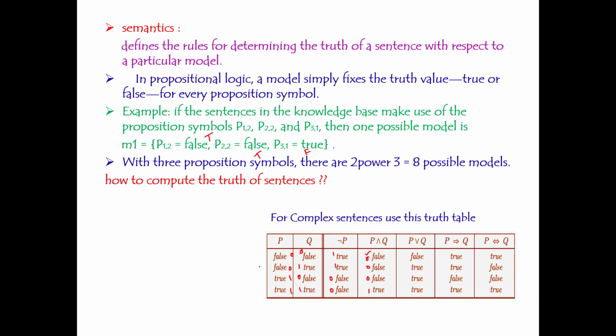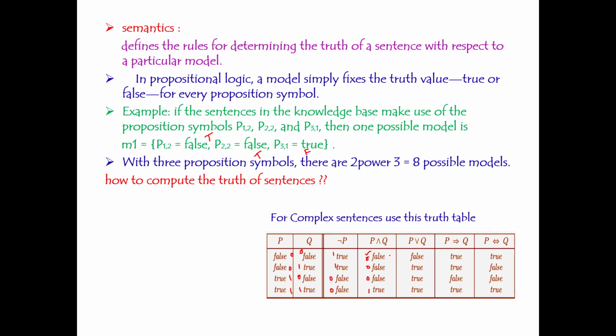So at a time, only one bit we will be changing. So 0, 0, then 1, then 2, then 3. Okay. So let us decode it as false and false. P and Q will be false. False and true, it will be false. True and false, it will be false. True and true, it will be true.